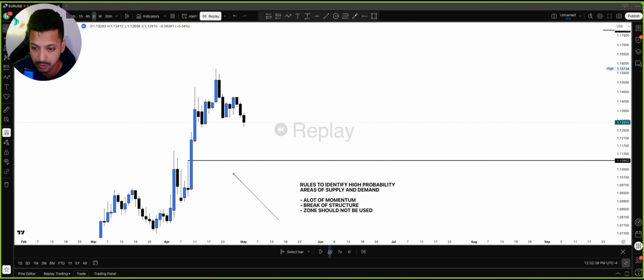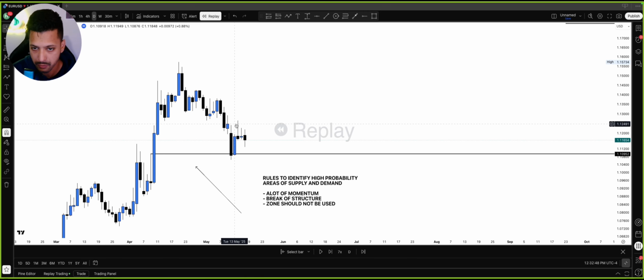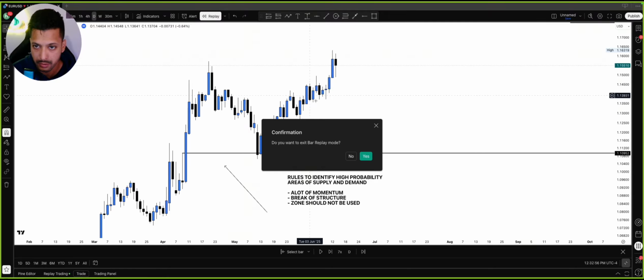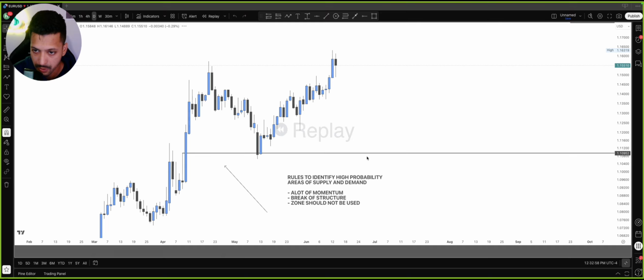And what does price do later on? Price comes into the area. And right here with an entry confirmation, we could have actually taken buys, right? And boom, leaves away from the area. So that is an example of what a valid area of demand is, right?